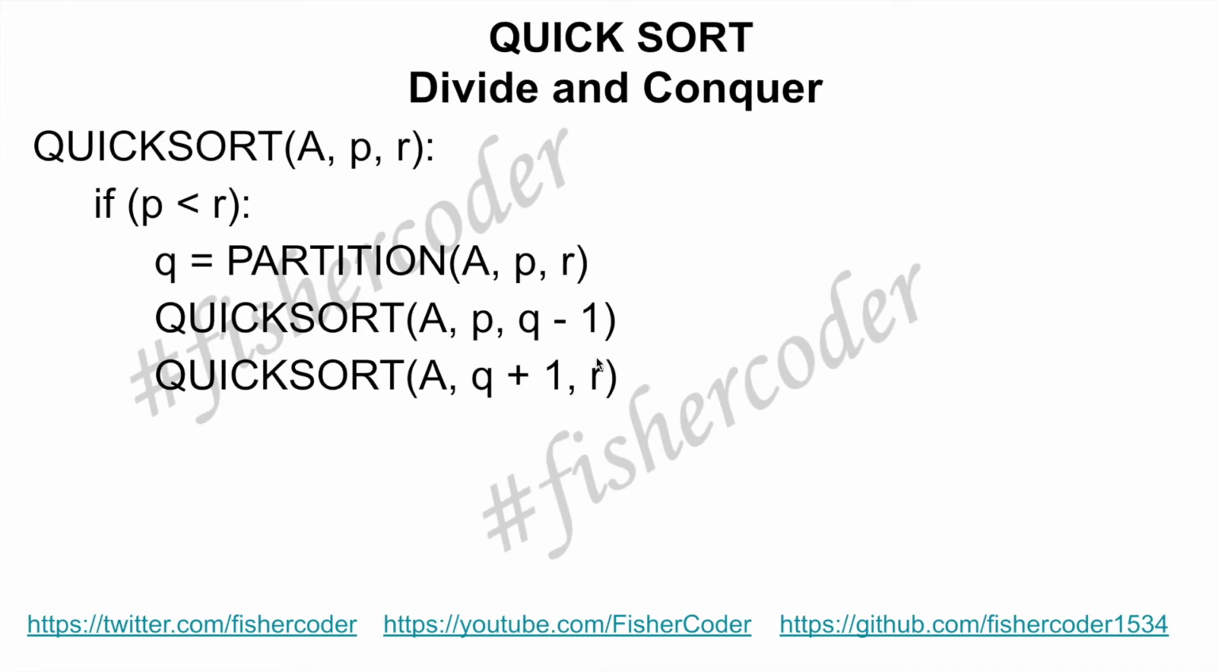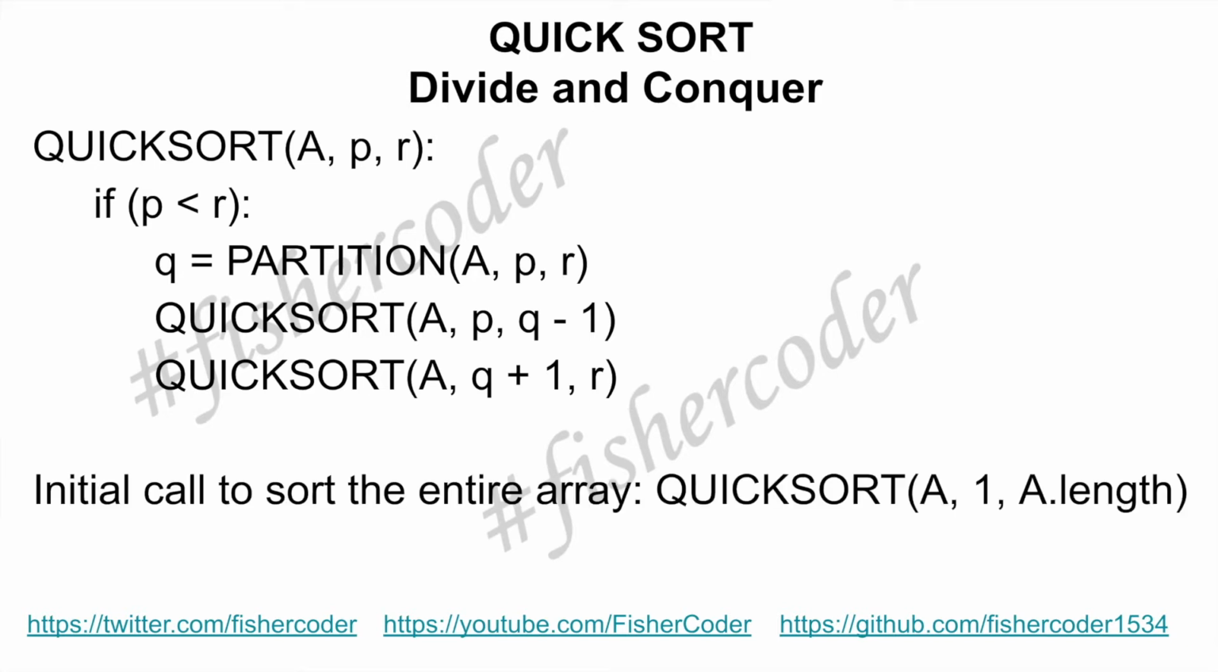So Q is the pivot index between these two partitions. Everything in the partition prior to Q's index should be smaller than or equal to Q's value. And for the second partition, everything after Q's index up to the ending index should be greater than Q's value. The initial call to sort the entire array is going to be quicksort A from 1 until the length of the array. That's how we can sort the entire array.